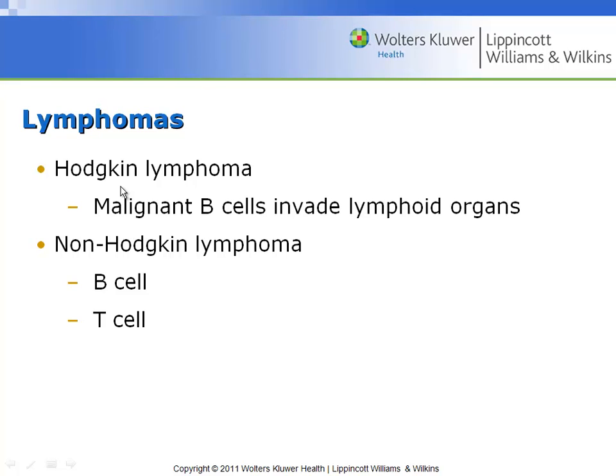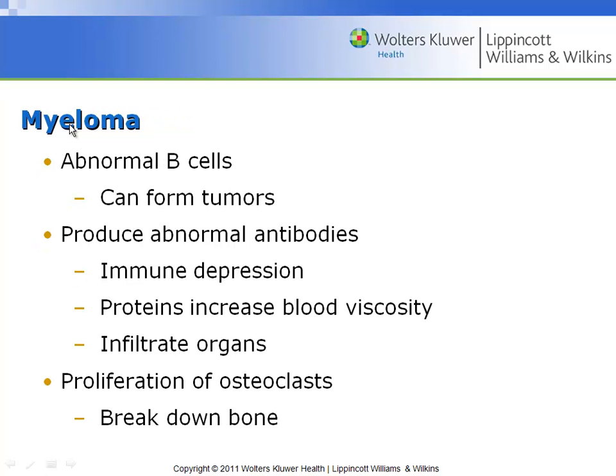Lymphomas, so these are arising in the lymph node areas, and there's two different kinds, Hodgkin lymphoma and non-Hodgkin's lymphoma. So if we look at Hodgkin's, malignant B cells in the lymphoid organs. Non-Hodgkin's is both B and T cells. So if you had to guess which was worse, non-Hodgkin's is going to be worse because it's B and T cells as opposed to just B cells.